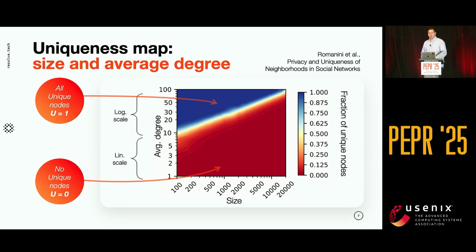Right? And if everything was random, there is a hope, because as the size grows, the uniqueness goes down, right? But we can see that it's also influenced by the average degree. So the more connections we have on average, the more unique nodes there are. And the transition is very small.